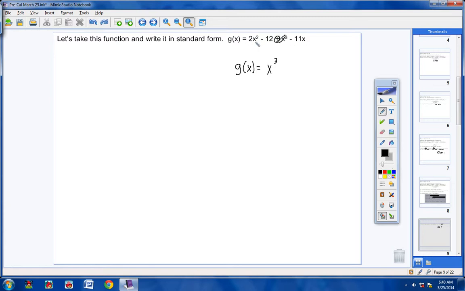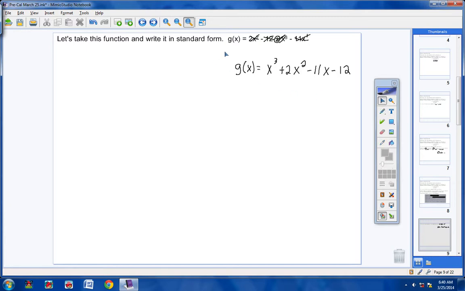Well, the next highest exponent I see is this term right here, and it's positive, so I'm going to put positive 2x squared. Well, the next highest exponent I see is a 1, negative 11x to the 1 power. So next would be negative 11x. You don't have to put that 1 right there if you don't want to. And then lastly comes your constant term, which is negative 12. There we go. Okay? So you just took a function and you wrote it in standard form.